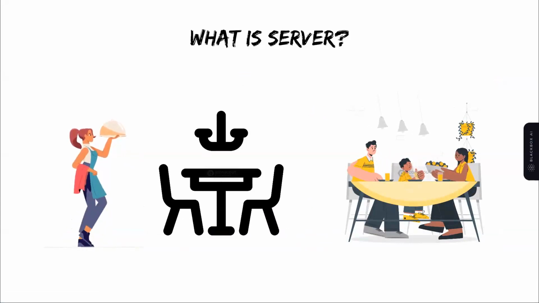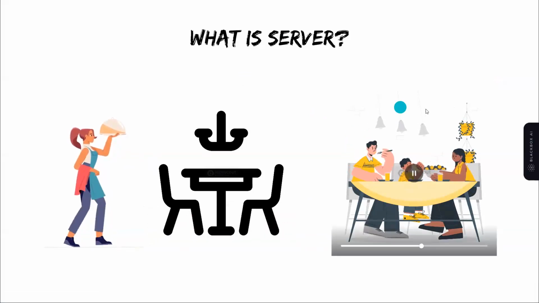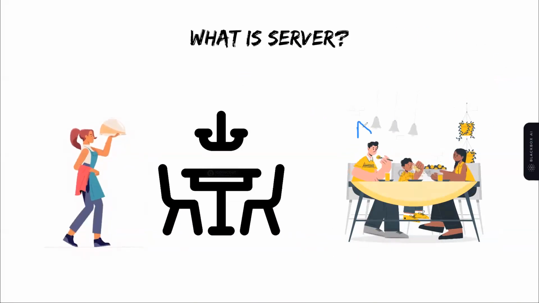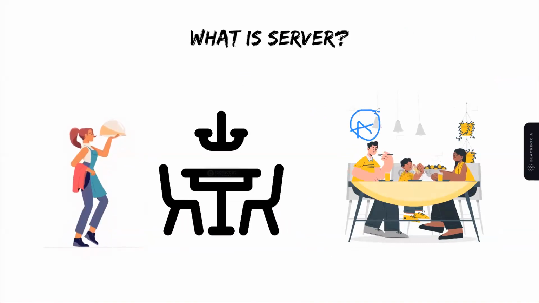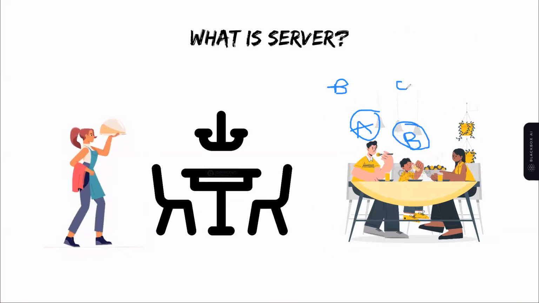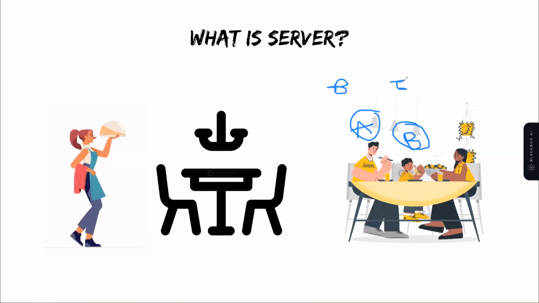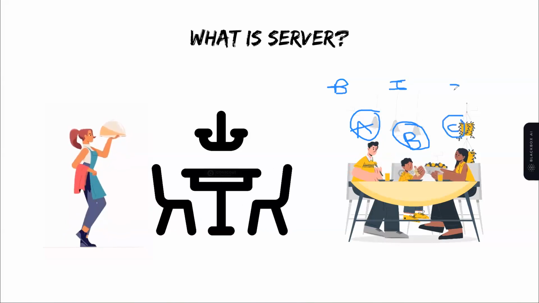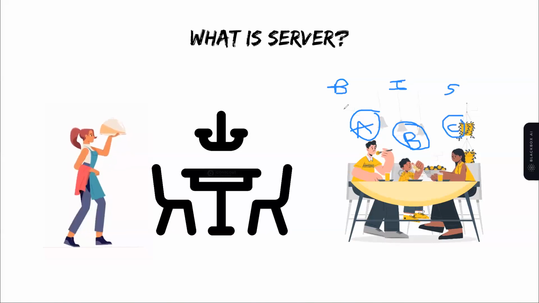Server serves the services. So for example, if you see now, here there are 3 people: person A, person B, and person C. Let's consider person A's requirement: he wants to eat biryani. Person B's requirement is he wants to eat ice cream, or anything. So I'm going to write ice cream. And person C's requirement is she wants to eat some salad. So person A wants biryani, person B wants ice cream, and person C wants salad.